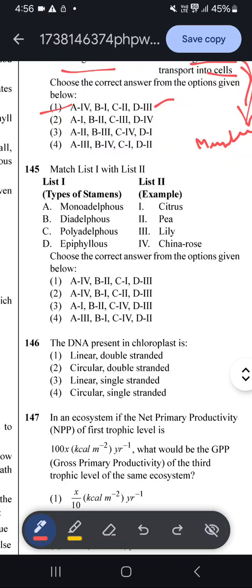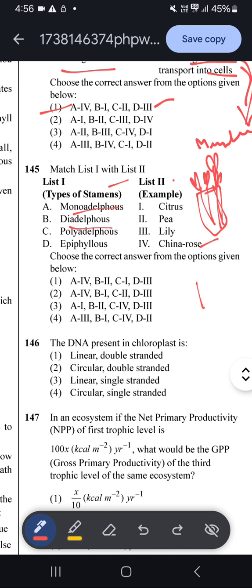And types of stamens and examples. Monoadelphous condition. What is monoadelphous condition? It is a condition in which all the stamens fuse together to form a single bundle. This is monoadelphous. You can see that in China rose.